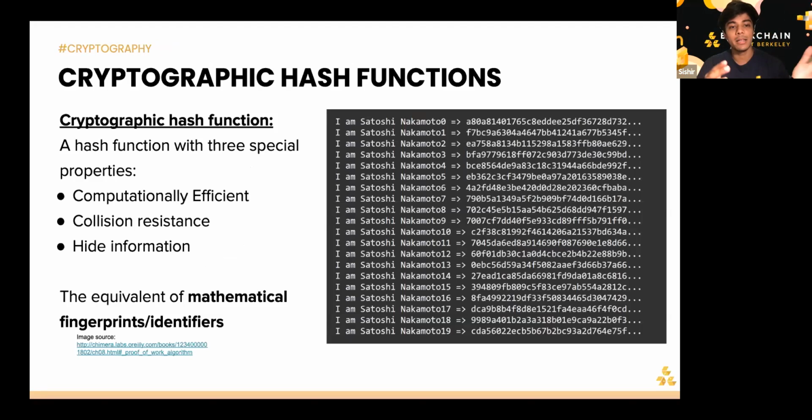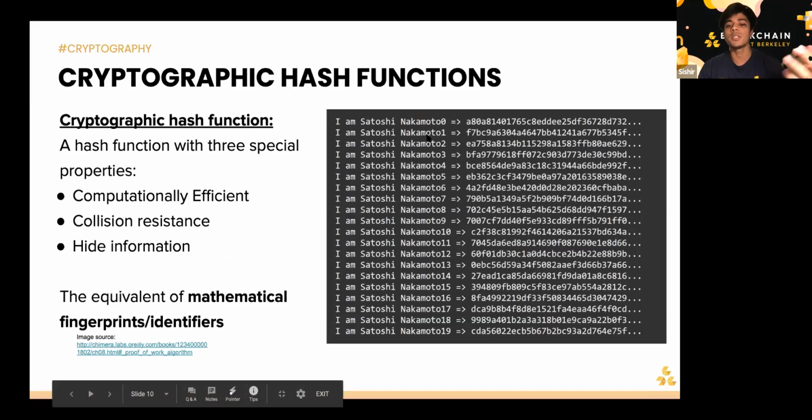Now, I kind of highlighted some of the properties of cryptographic hash functions. Now we'll go more in depth about specific properties. The first one is that it is computationally efficient. The second one is collision resistance. And the third one is that it hides information very, very well.